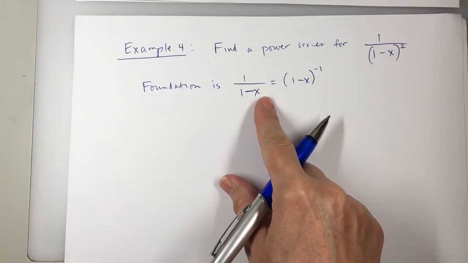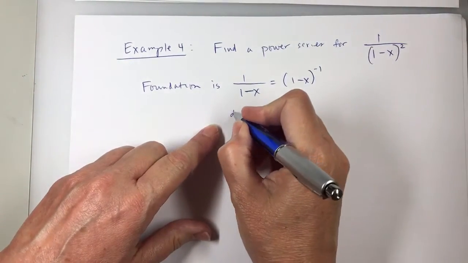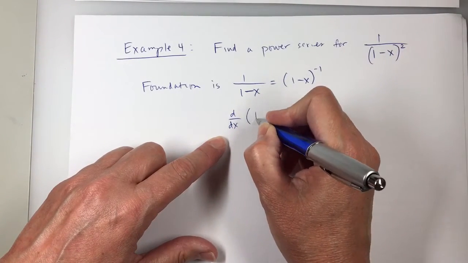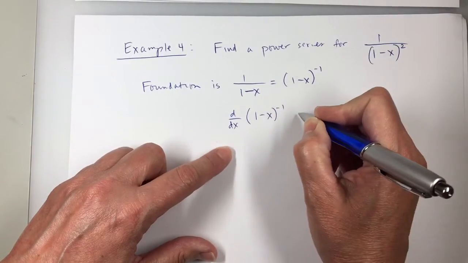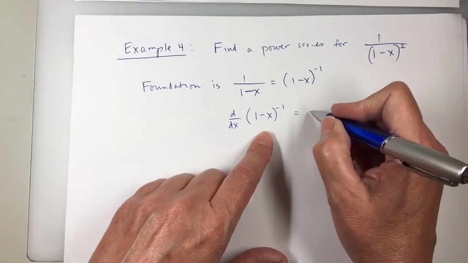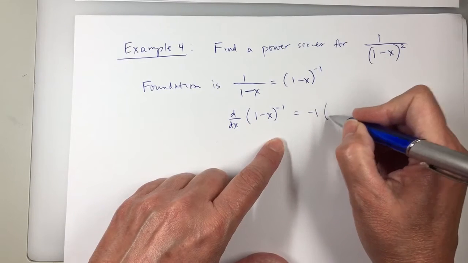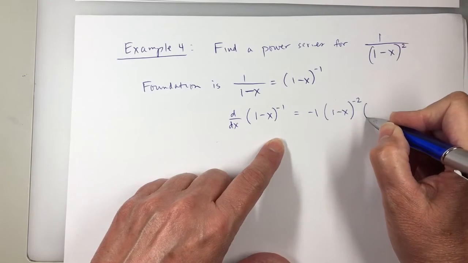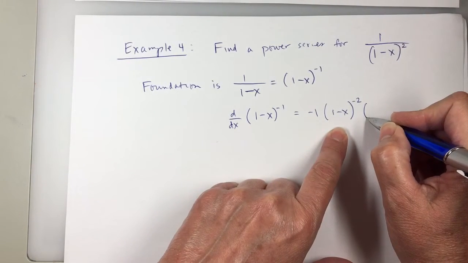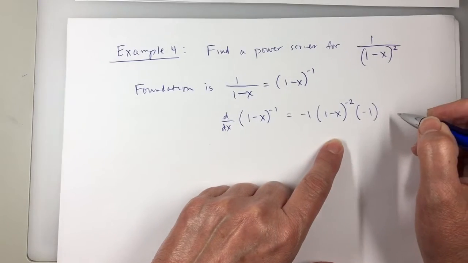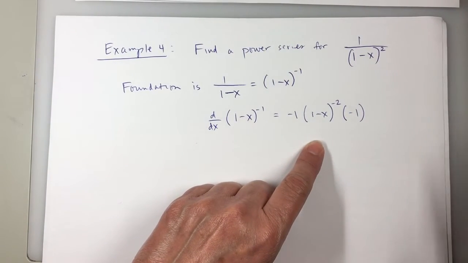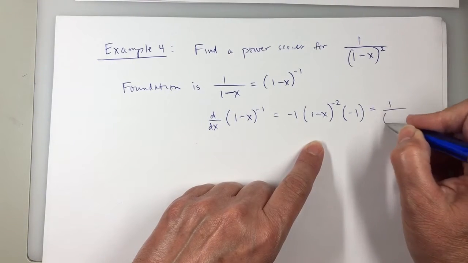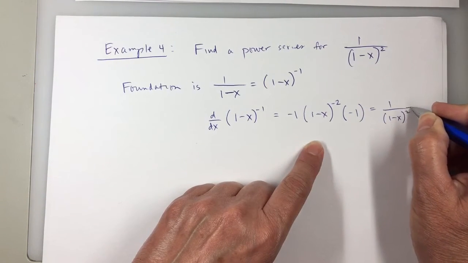I'm looking at what I've called the foundation. And what's the derivative with respect to x of this? That is -1 to the front, 1 minus x, that's to the -2. Chain rule, you would have times -1. So the two negative ones give you +1, and that is 1 over 1 minus x squared.